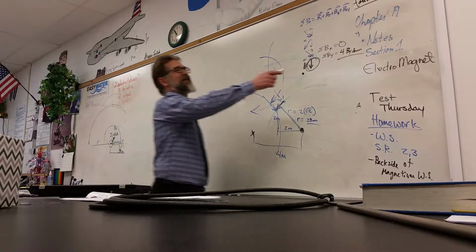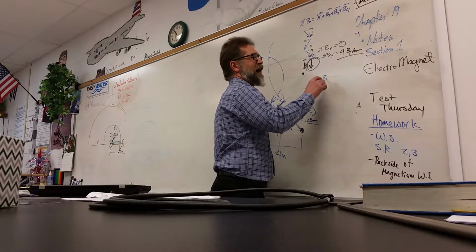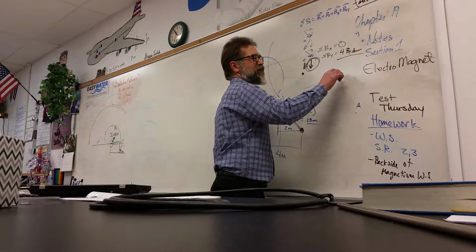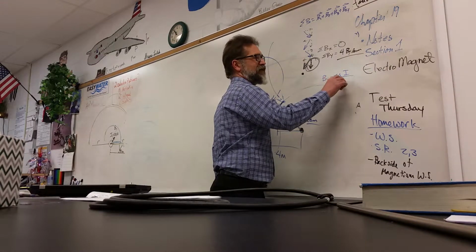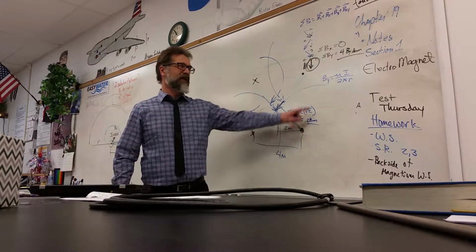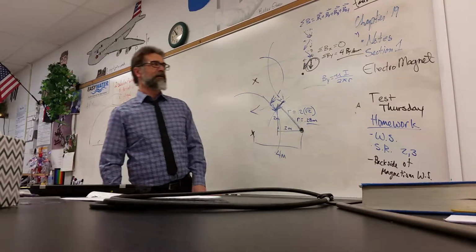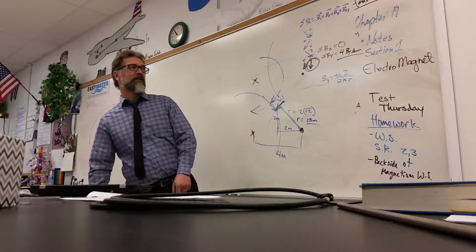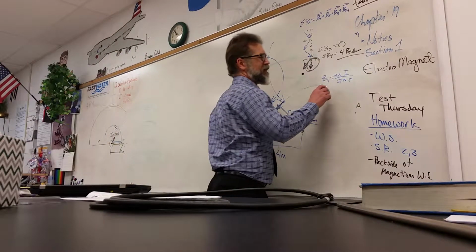Now we can go back to this. B_y will equal mu I divided by 2 pi R. I have R. Do I know the current, I? It's given to us, right? Yeah, 5. So we just plug it in and get our value.